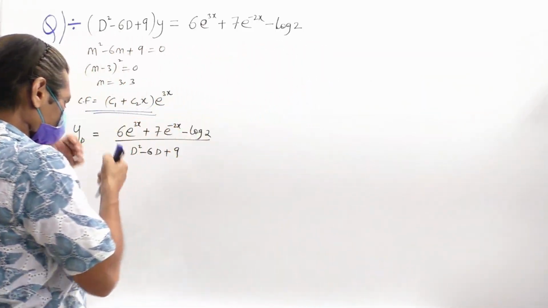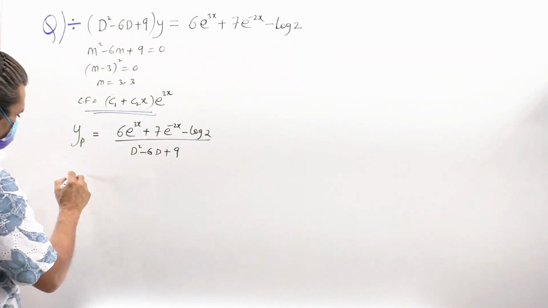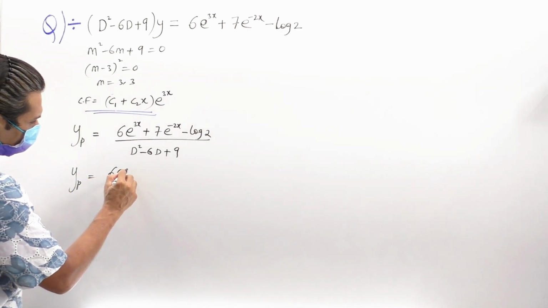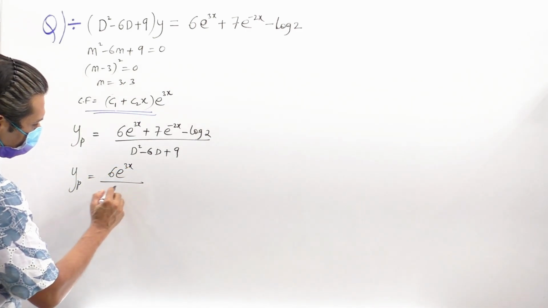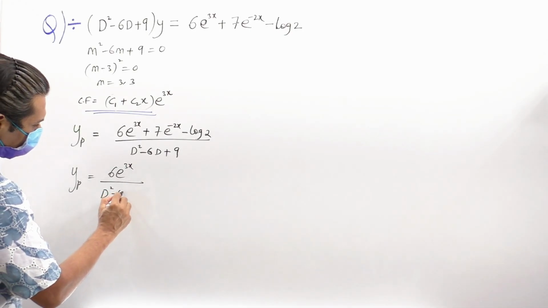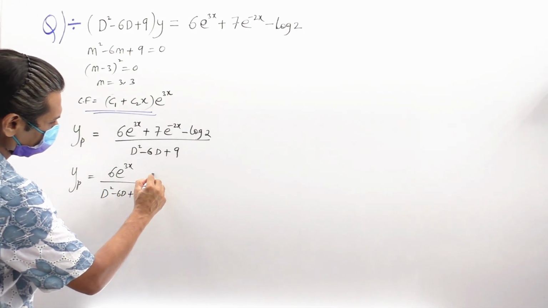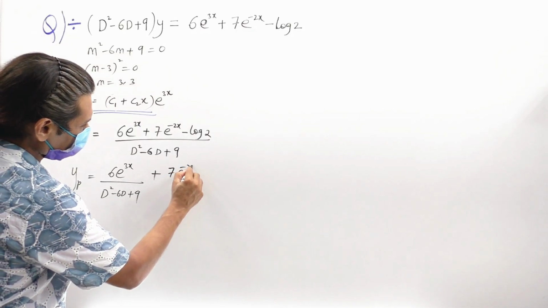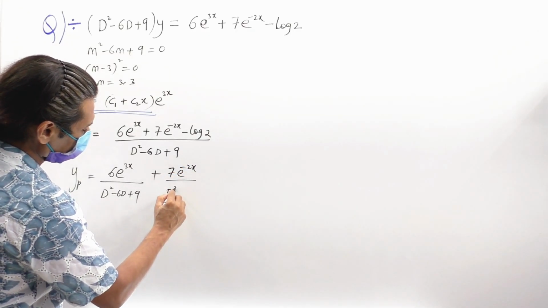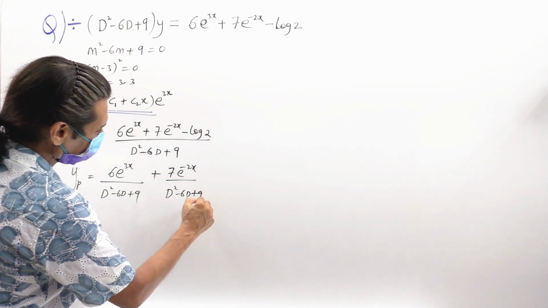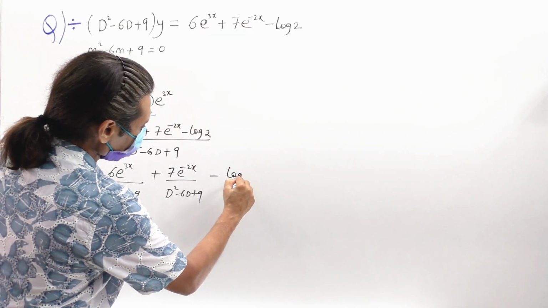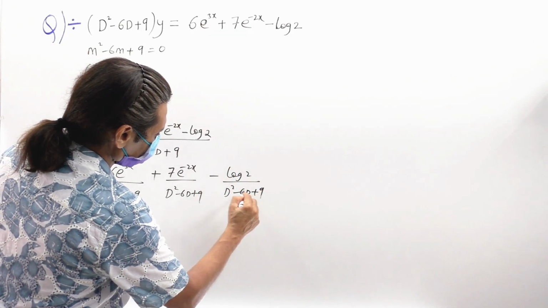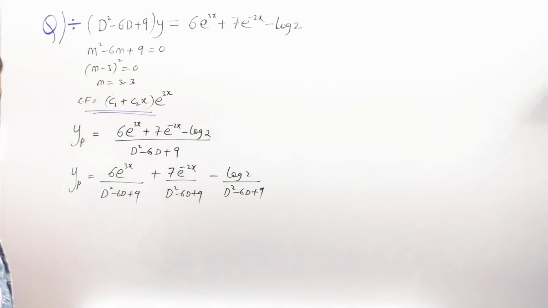So always separate. Now if I separate it, I get yp is equal to 6 e raised to 3x divided by D square minus 6D plus 9, plus 7 e raised to minus 2x divided by D square minus 6D plus 9, and lastly minus log 2 divided by D square minus 6D plus 9. Am I right? Fine.